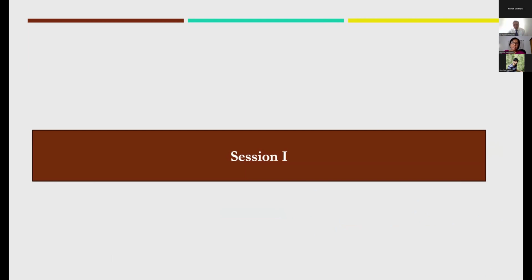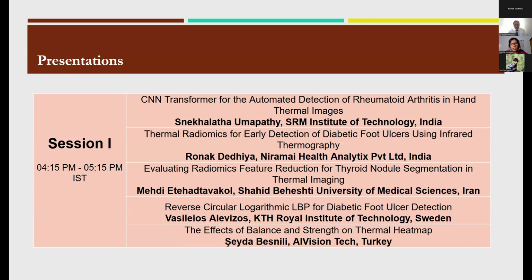So let's start with the quick, brisk talks from the different authors of the research papers selected for AIIMA 2024. As a part of the session one, we have 5 papers selected.